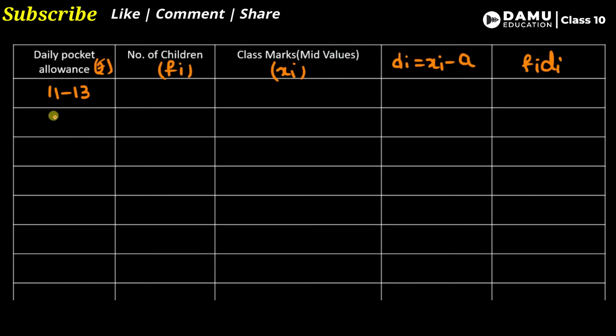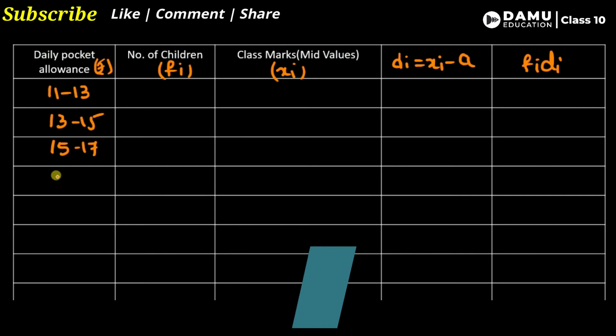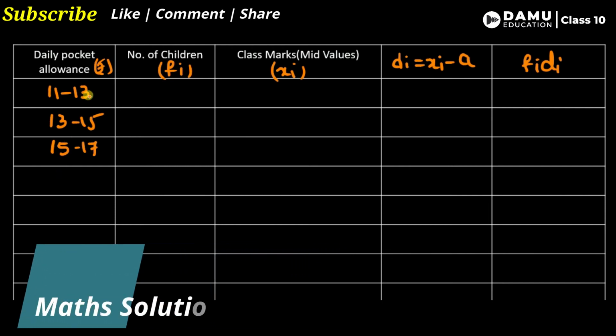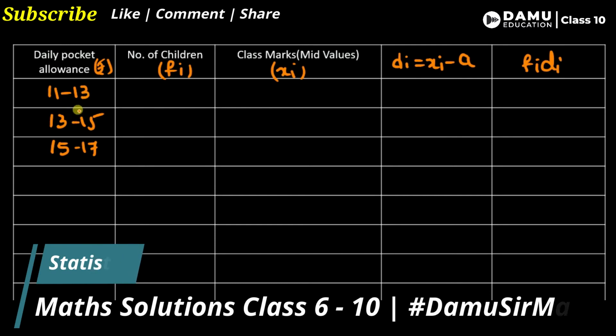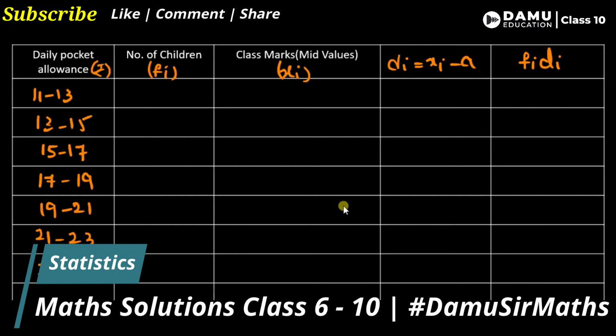So 11, 13, then 13, 15. Then 15, 17. These are the exclusive class intervals. Why? Because the upper limit and lower limit of two successive intervals are equal. So 17, 19. Then 19, 21. So here we have written all the class intervals.